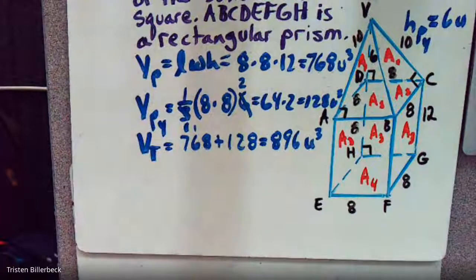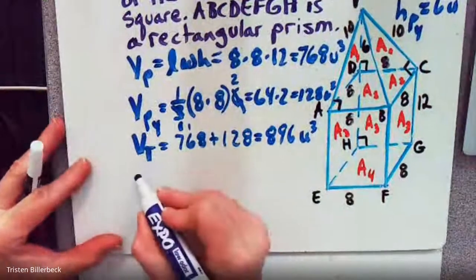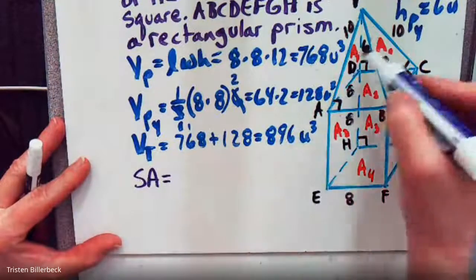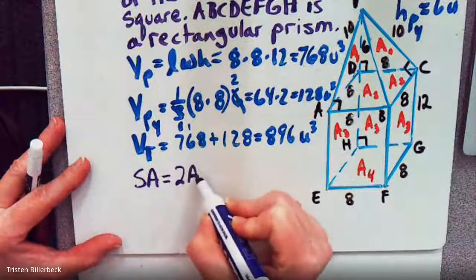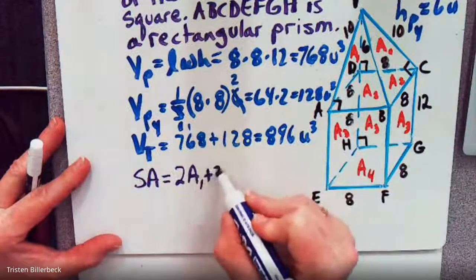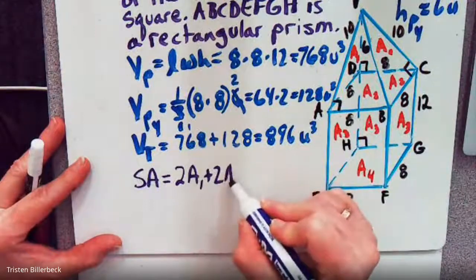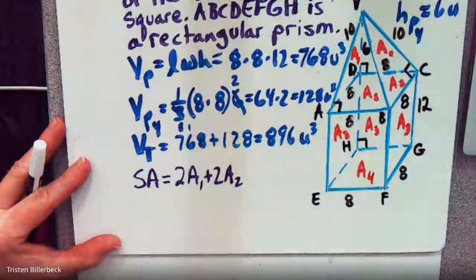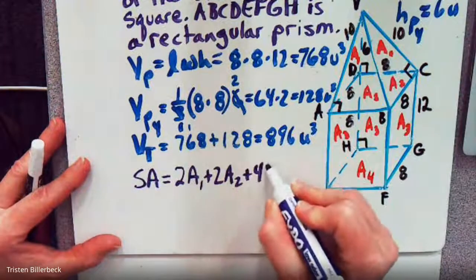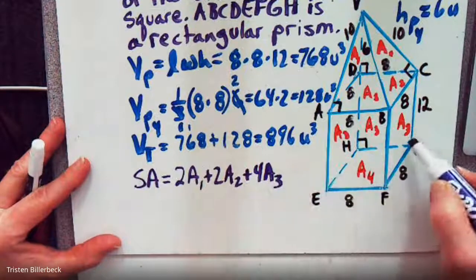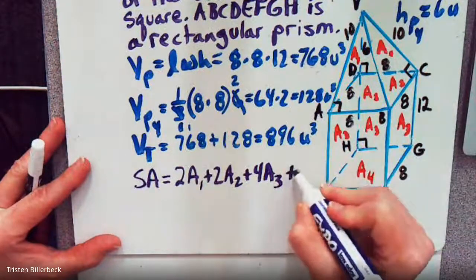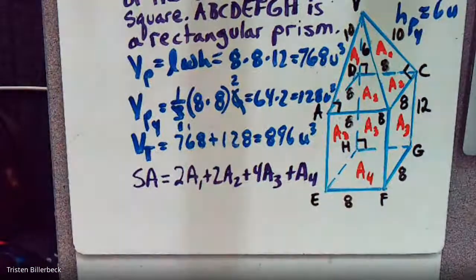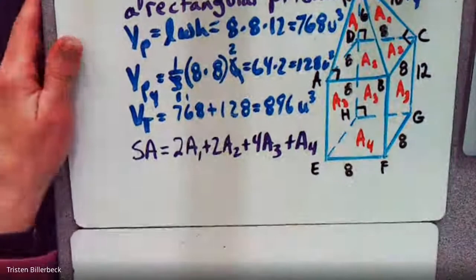So our total surface area is going to be, we have 2 A1s, plus 2 of the A2s. Okay, so that makes the top part of that pyramid. Then we have 4 A3s, 1, 2, 3, 4, and then 1 A4 at the bottom. And that's going to give us our total surface area. Okay, so let's calculate all those areas.